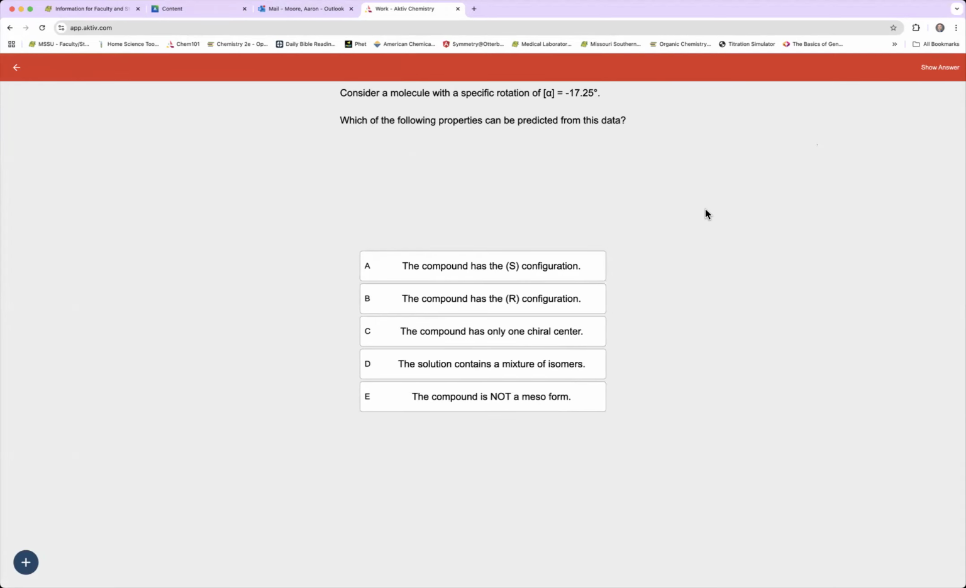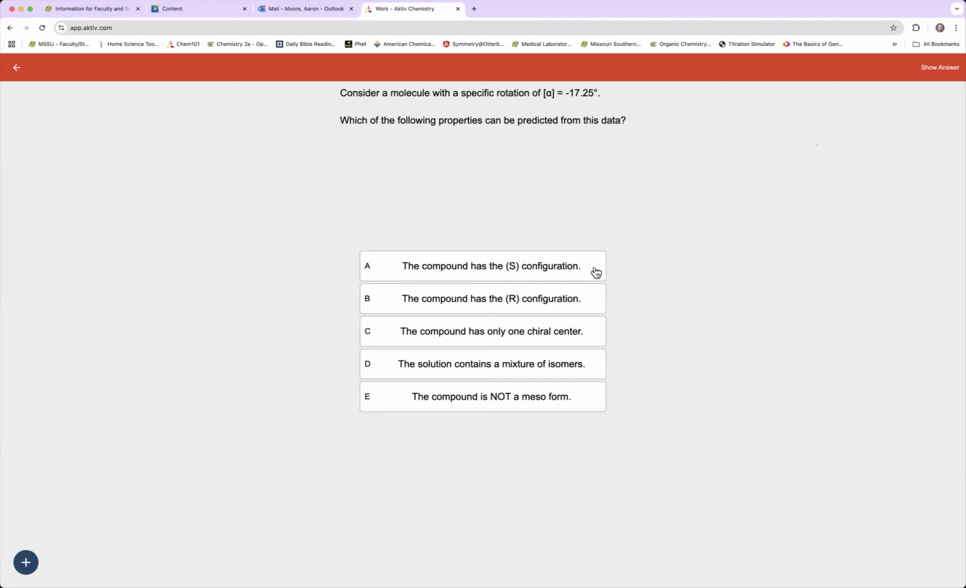So consider a molecule with a specific rotation, and that's the symbol of the specific rotation, that Greek letter alpha in the brackets. And here's the value, negative 17.25 degrees. Which of the following properties could be predicted from this data? Okay, so what can you tell if you know that the specific rotation is negative 17.25 degrees?